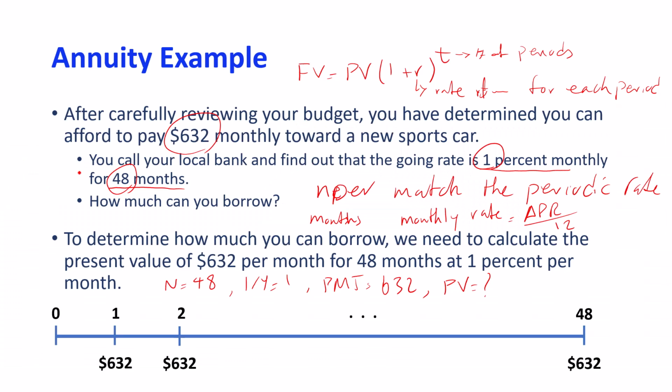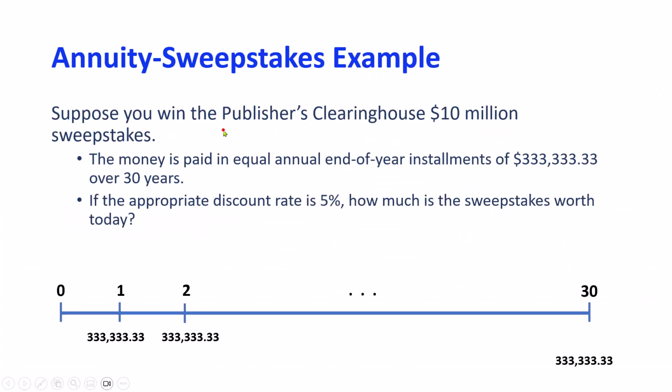Let's look at another example. Suppose you win the Publishers Clearinghouse $10 million sweepstakes. The money is paid in equal annual end of year installments of $333,333. And if the appropriate discount rate is 5%, how much is it actually worth? How much is the present value of this annuity today?